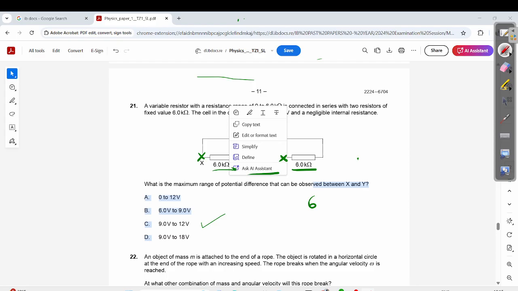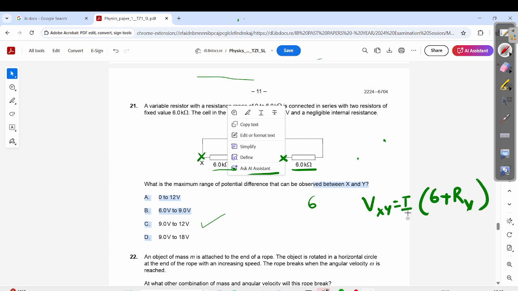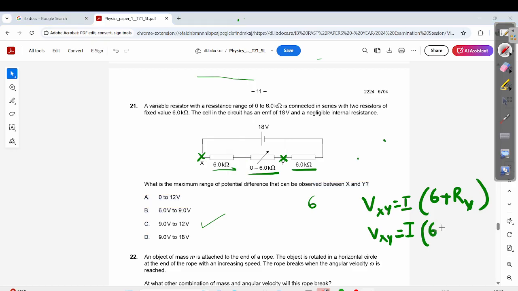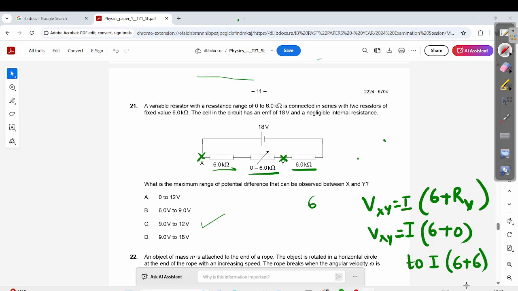So I'll explain the answer for you. Total resistance is between 12 and 18. The potential difference across X and Y is Vxy equal to I into (6 plus RV). What is RV? The variable resistance. RV can be varied from 0 to 6, right? So Vxy will be I into (6 plus 0), and it can vary up to I into (6 plus 6).